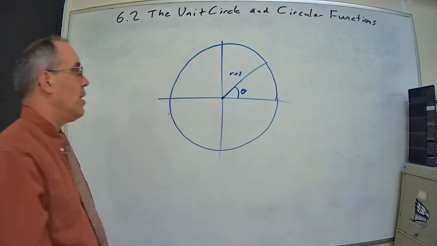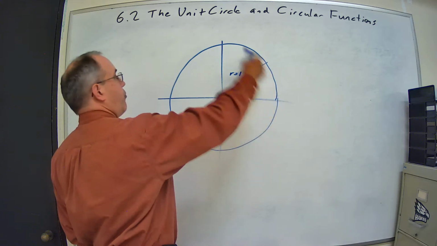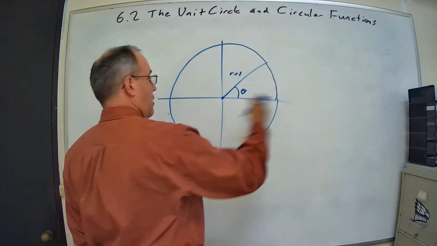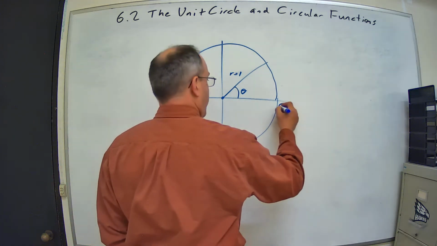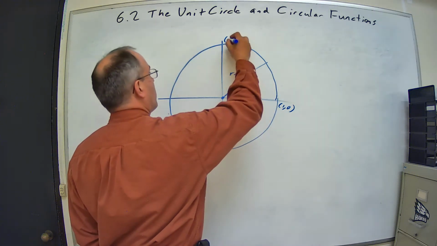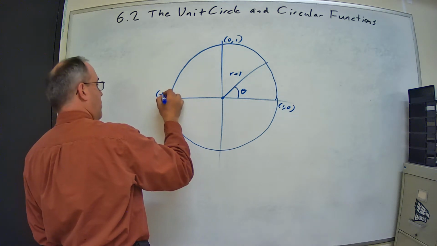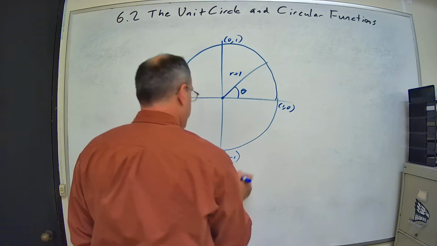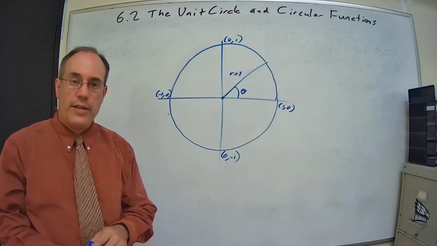theta. Well, we're going to point out, first of all, if r is equal to 1, then we know at the quadrantal angles what the x and y values are going to be. We have 1, 0, 0, 1, negative 1, 0, 0, negative 1. So just at our quadrantal angles.